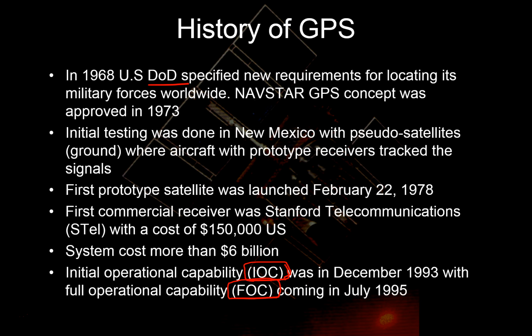It had 24 active operational satellites in orbit. It was producing the levels of positional accuracy and timing accuracy that were desired, and hence away the system went.